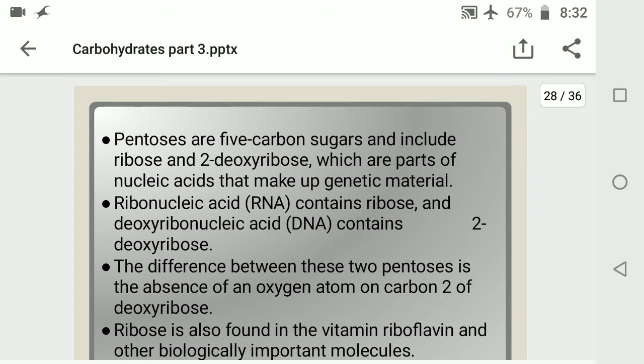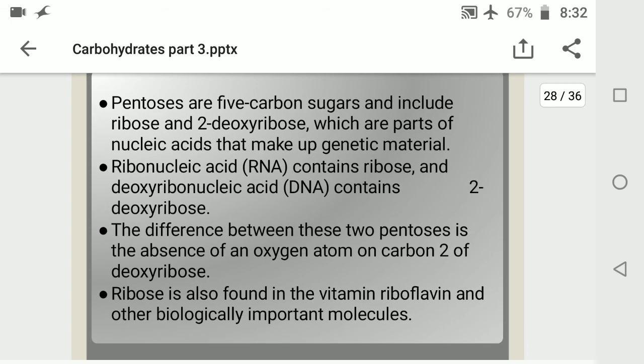Pentoses are 5 carbon sugars and include ribose and 2-deoxyribose, which are part of nucleic acids that make up genetic material. In our previous lectures, I pointed out this pentose sugar but didn't explain it, so to recall: RNA contains ribose, and DNA contains deoxyribose. The difference between these two pentoses is the absence of an oxygen atom on carbon number 2 of deoxyribose.